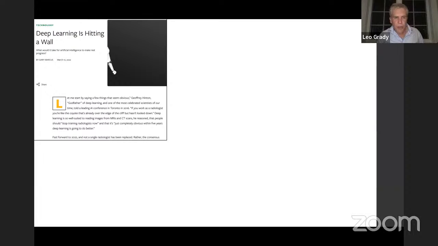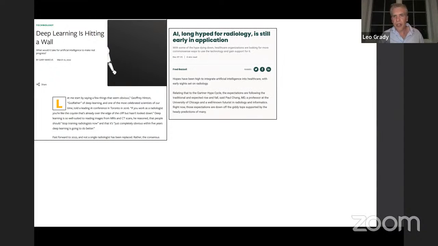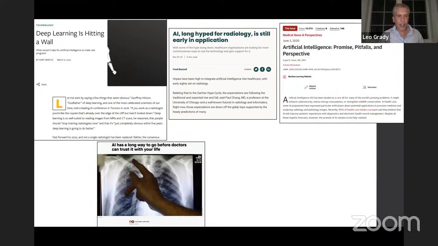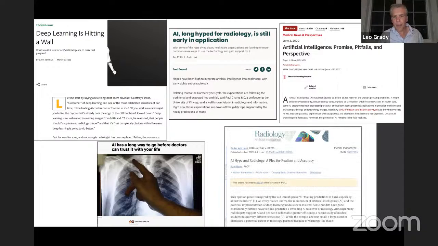Now, one of the things that you see sometimes, particularly in healthcare, when describing or discussing AI, is a concept that AI is overhyped, or maybe it doesn't work as well as people thought or people promised. And there's a variety of different stories like this. AI is long hyped in radiology, but doesn't really work. It has a long way to go before doctors can really trust it. A plea for realism and accuracy. And all of these articles basically argue that AI doesn't work as well as it is promised or advertised.